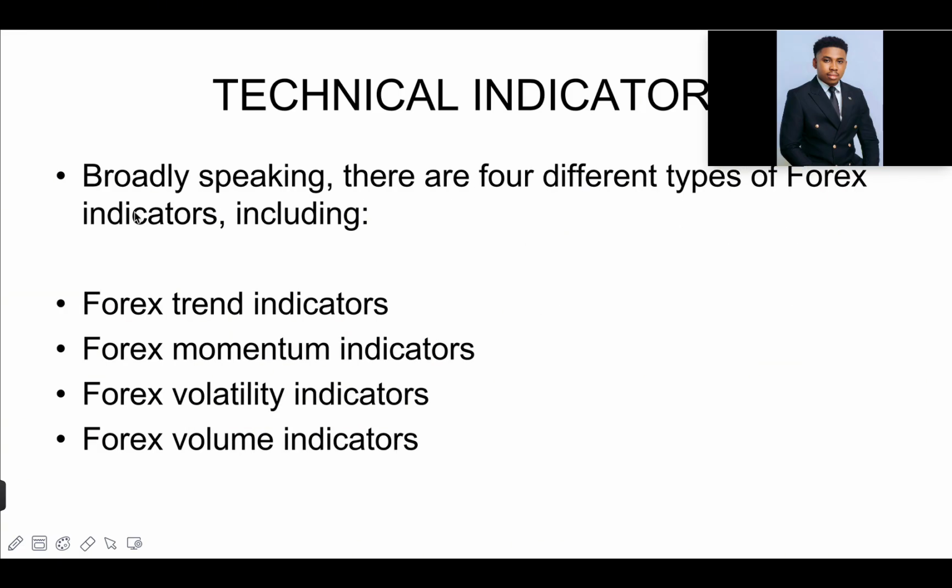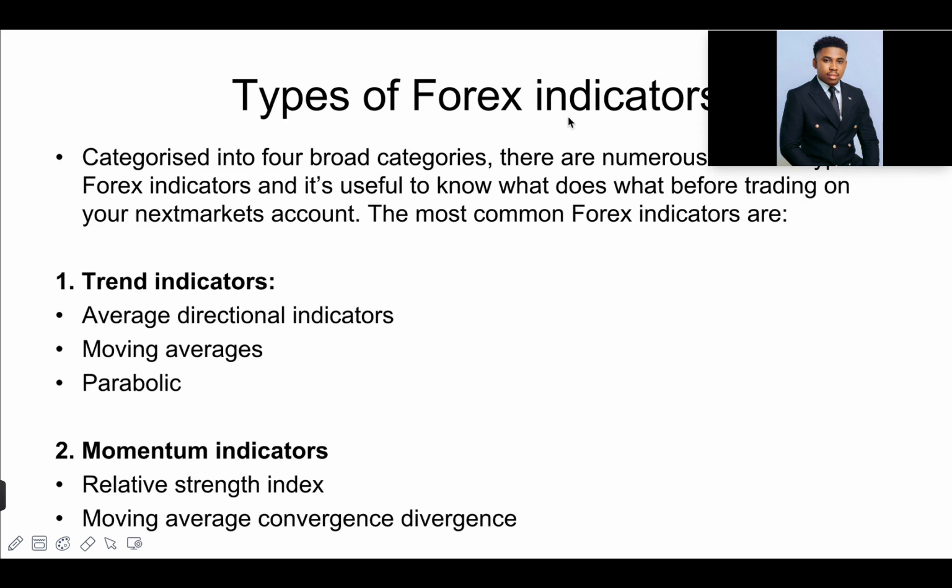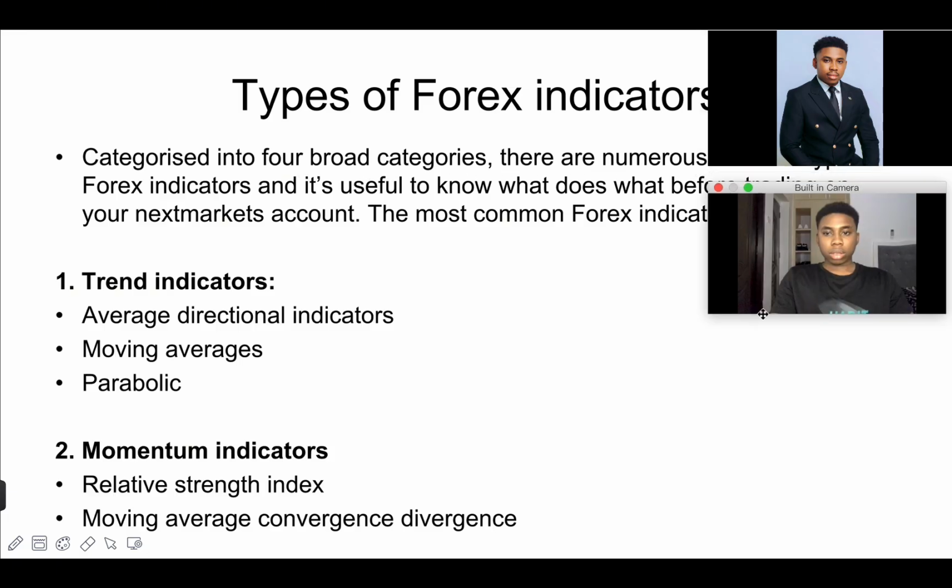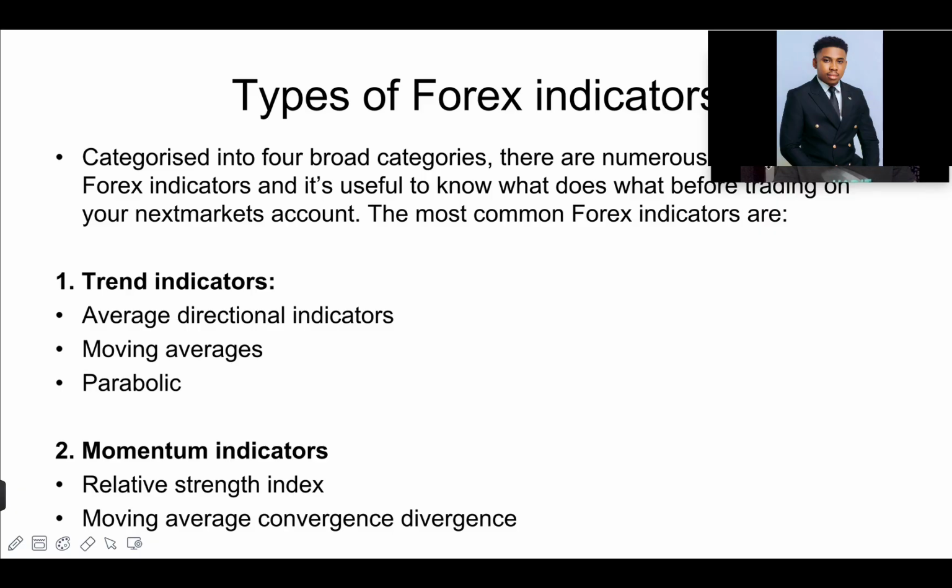Once traders have this information, they are able to make more informed trading decisions and make higher returns as a result. Broadly speaking, there are 4 different types of Forex indicators, which include Forex trend indicators, Forex momentum indicators, Forex volatility indicators, and Forex volume indicators. So let's dive deep into each and every one of them. So the types of indicators, categorized into 4 broad categories. There are numerous different types of Forex indicators, and it's useful to know what each one does before trading on your next market account.